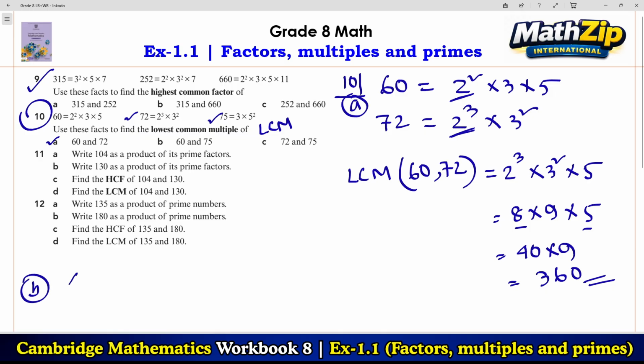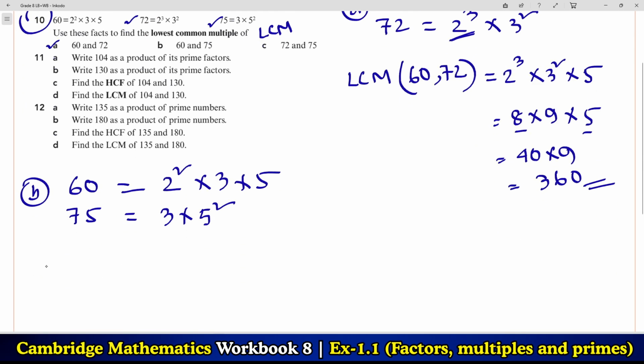10B, again here is 60. 60 will be 2 square times 3 times 5. 75, already given, which is 3 times 5 square. Now LCM.